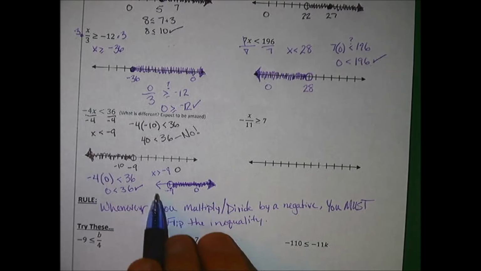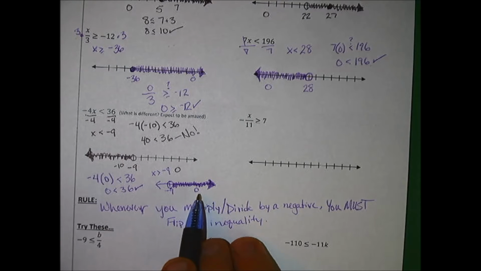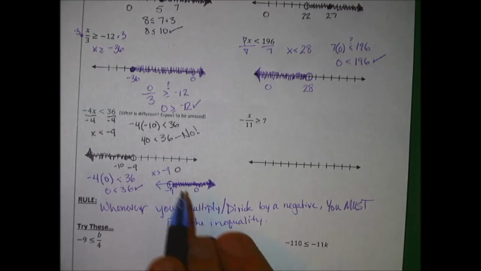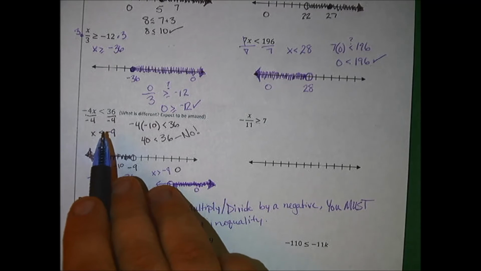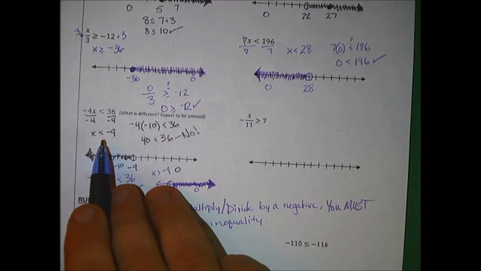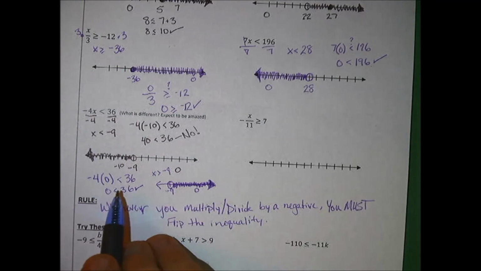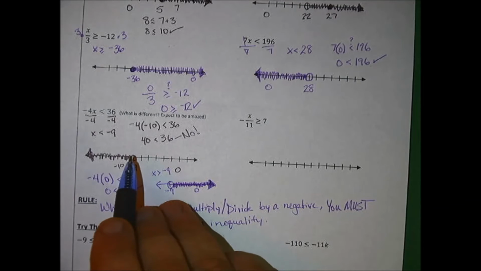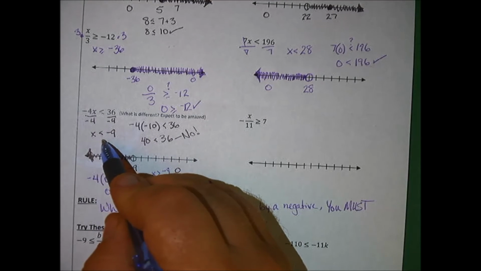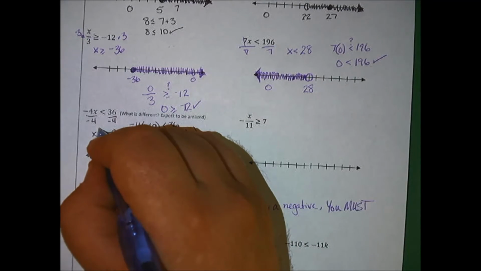If I plugged in 0, 0 was on this side, so 0 was greater than negative 9, even though the problem said all numbers smaller than negative 9, or negative 4x is less than 36. We have to flip that when we divide by that negative. So right here, in this step, we should have flipped our inequality.